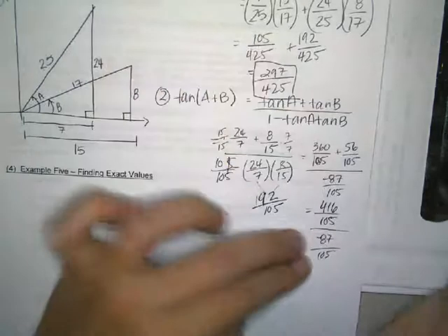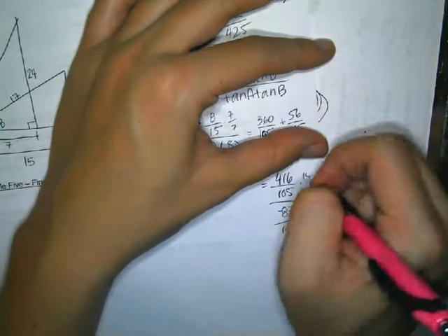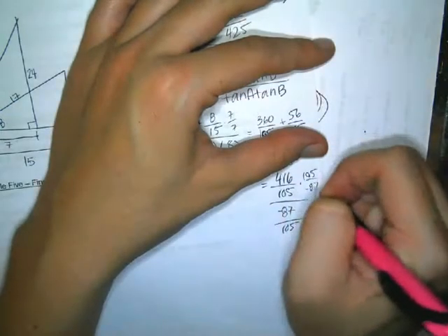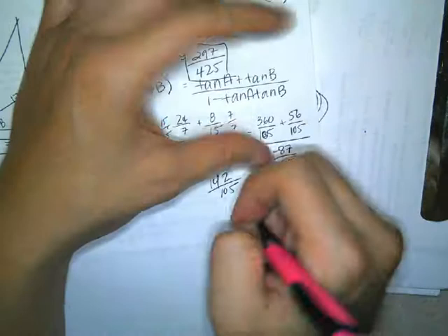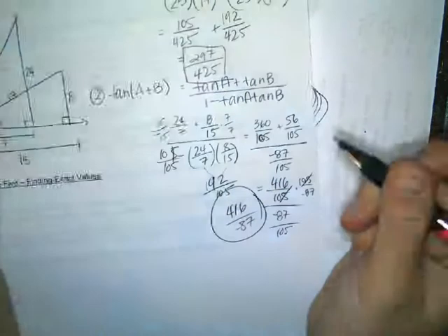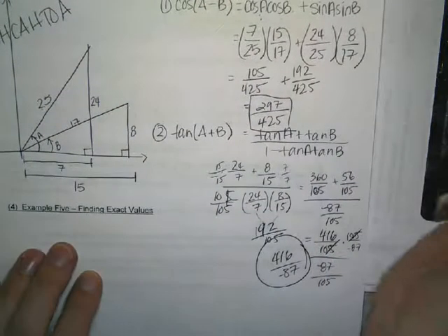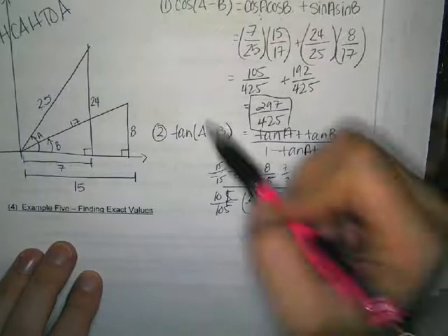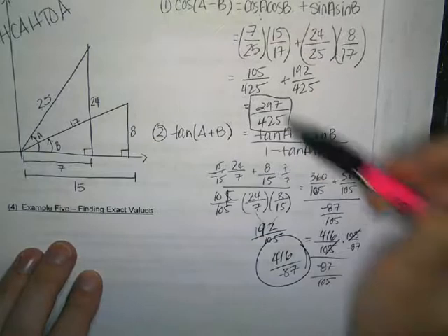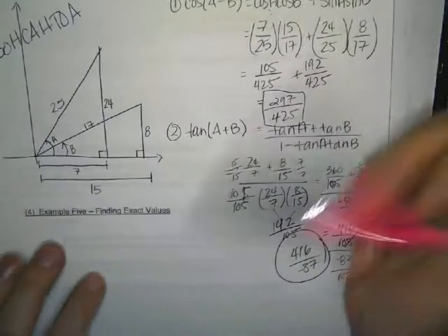I'm going to flip that and multiply, and when I flip and multiply, your 105s cancel, just leaving you with 416 over negative 87. And that's your answer there. So, still just practicing using the properties, but finding exact values instead of punching it out on a calculator. And that's it for the notes. We'll do example 5 together tomorrow as a warm-up.